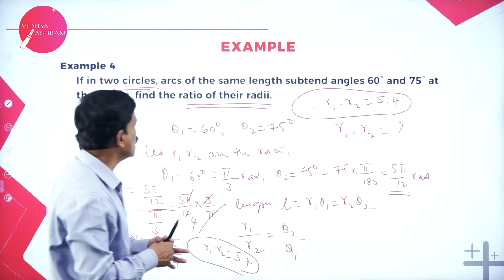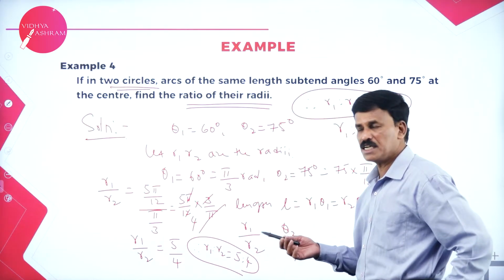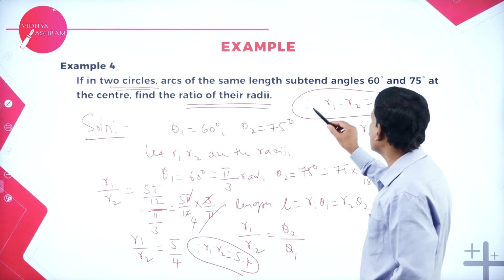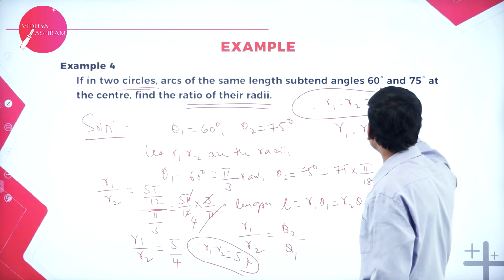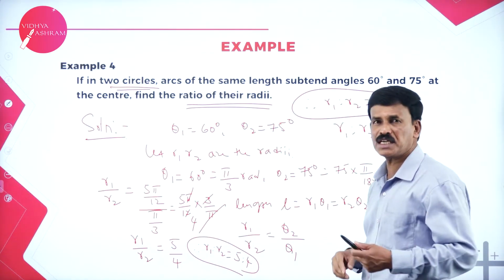In two circles, an arc of the same length means S and L are the same. So the arc length S is the same for both circles. They subtend angles of 60 degrees and 75 degrees at the center. Find the ratio of their radii.